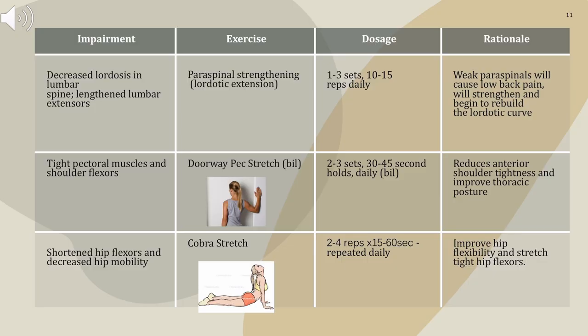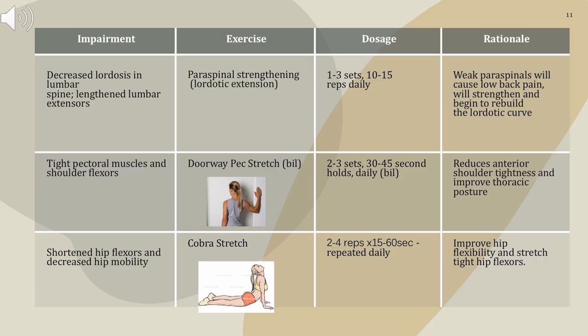Our next impairment is going to be shortened hip flexors and decreased hip mobility. Due to Logan's posture while she is doing her work on her computer, she has her trunk flexion as well as her crisscross applesauce position on the legs, which is causing these hip flexors to be tightened as well as the decreased hip mobility. To improve this, we'll be doing a cobra stretch.